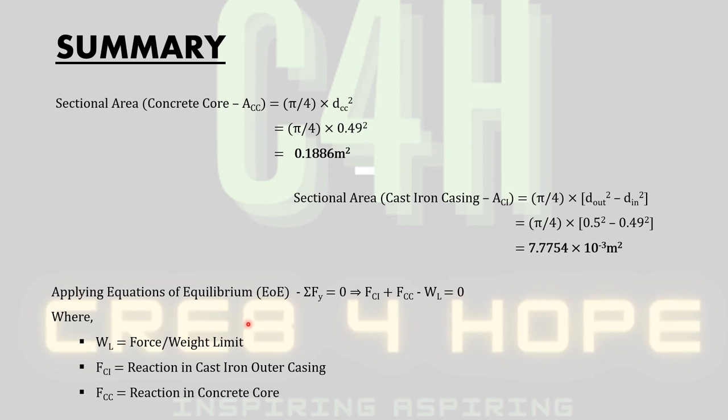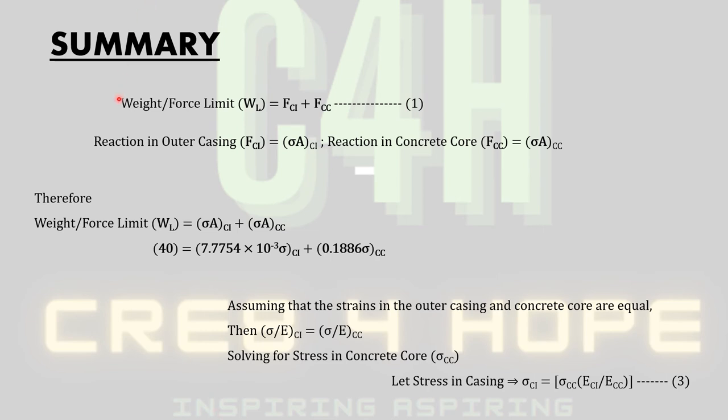From the diagram, we stated that there will be a state of equilibrium between the applied load, or the weight that's acting on the column, and the reaction from the material. So applying the equation of equilibrium, the sum of the forces in Y, or the sum of the forces vertically, will equate to zero. Meaning that the force in the cast iron material plus the force from the reaction of the concrete minus the load on the column, WL, will equate to zero. So the weight limit or force limit, W subscript L, will be equal to the reaction in the outer casing plus the reaction in the concrete core.